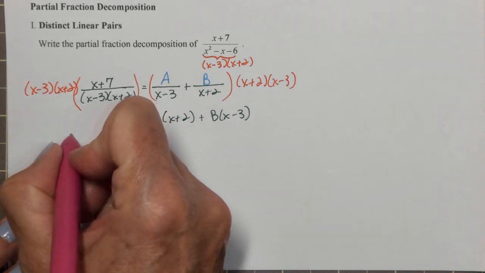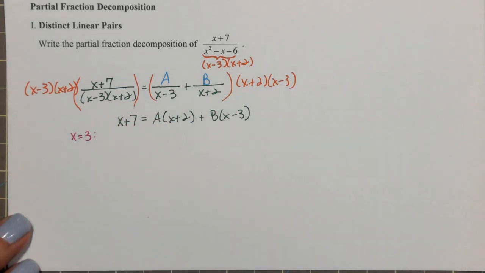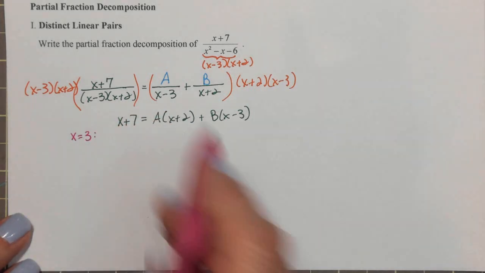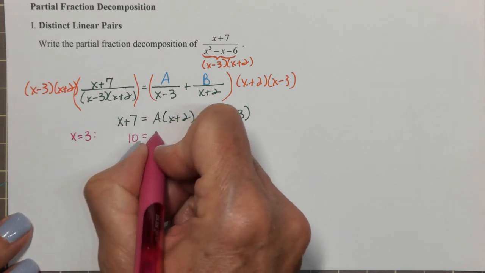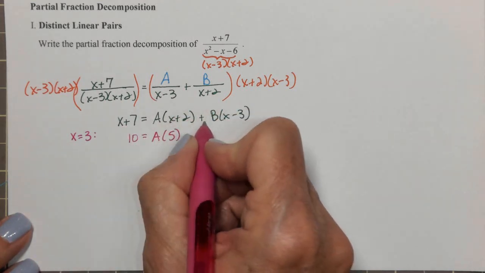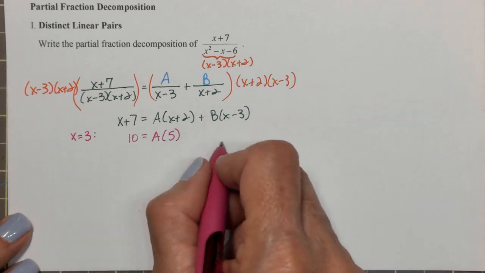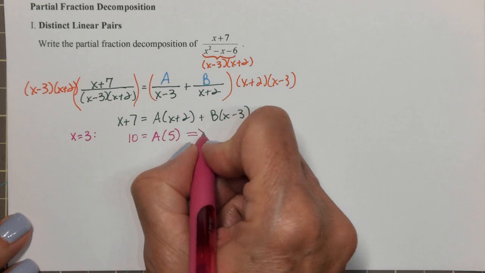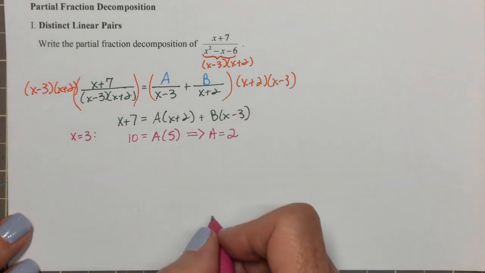So I'm going to begin by letting x equal 3. If x is 3, then this side would be 10, and I would have A times 5 plus 0, right? B times 0 is just 0. This tells me that A has got to be 2. So now we know what A is.